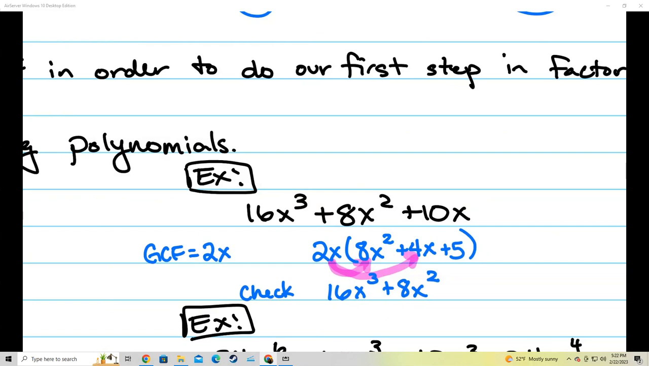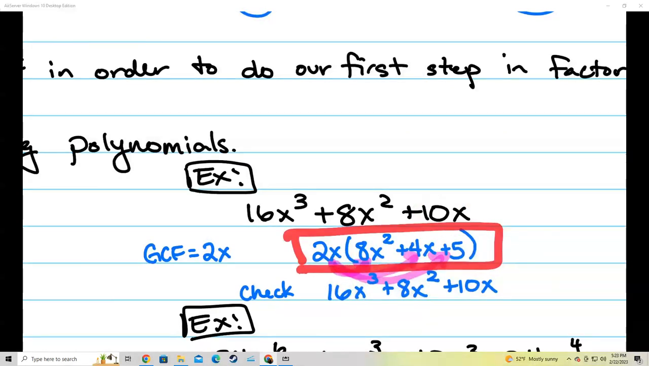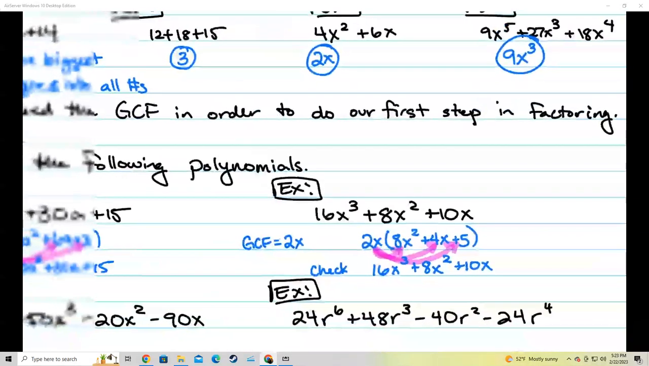And then the last one, I'm going to go ahead and distribute. I'm going to get 2x times 5. That's going to give me a positive 10x. And that's exactly what I was looking to get. And it looks like this is the factored form of this polynomial here.